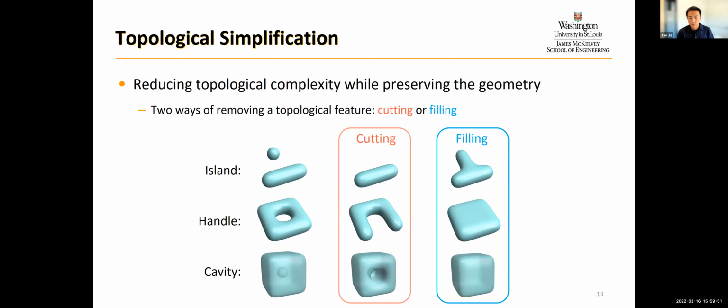And that will resolve that topological feature as well. So these two ways are both possible. The choice of which one to use would depend on which way would minimize the change of the geometry. Right? And this is where different methods differ.